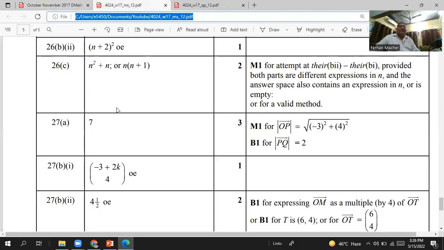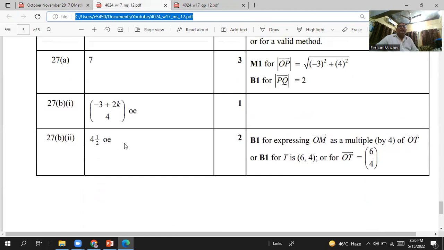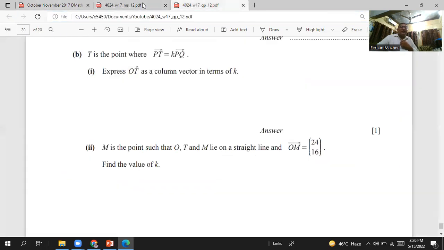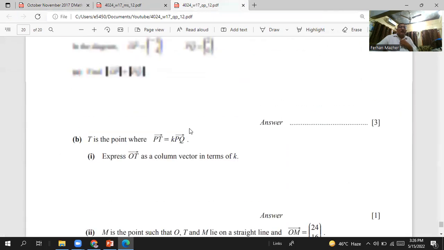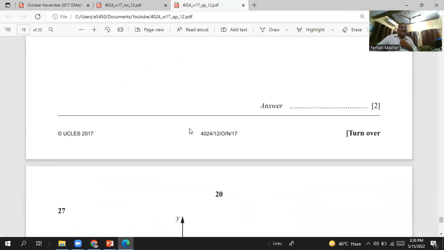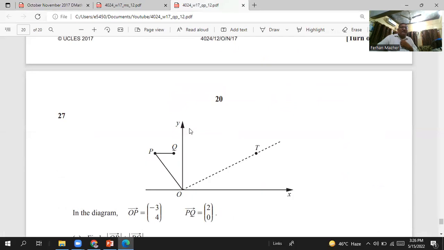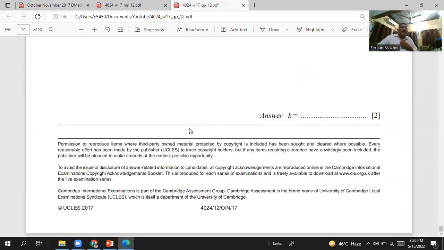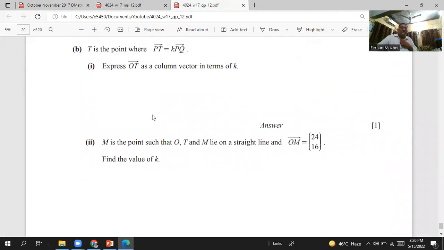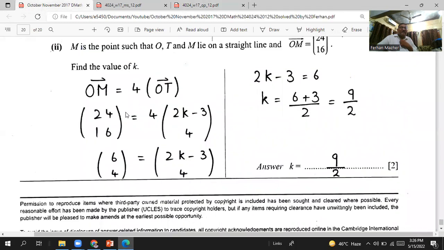Okay, so let's have a look. 9 by 2 is the right answer, and OT is (minus 3 plus 2K, 4). It's a bit difficult question. So I hope you understand. So that is the last question, question number 27. The solution was like this.